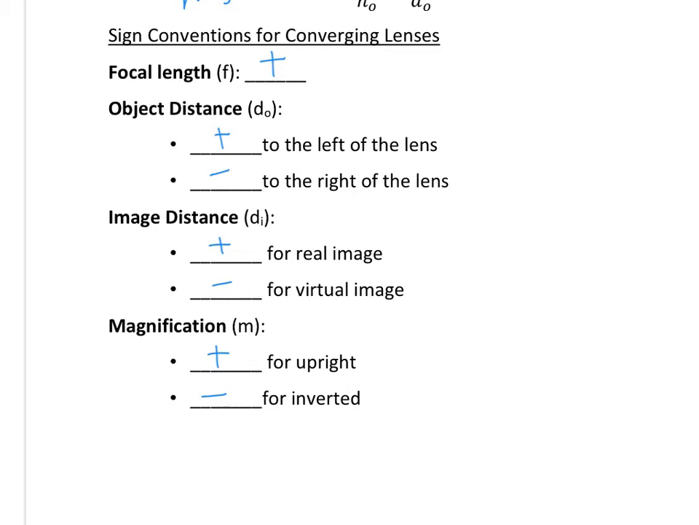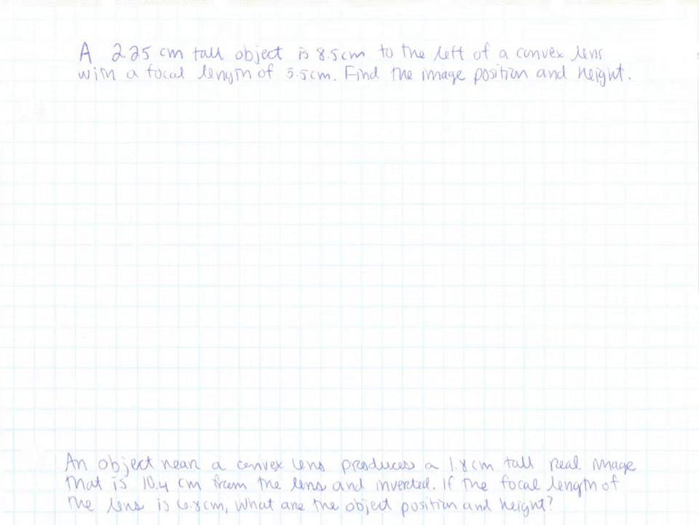You do have these in your packet. We'll do an example using the lens equation or the magnification equation, and then we'll add these with ray diagrams later. Okay, so you've got this in your notes. We're going to do it with just the lens equation first, and then when we do ray diagrams, we'll add in what the ray diagram looks like. So make sure you're leaving enough space at the bottom for the ray diagram.